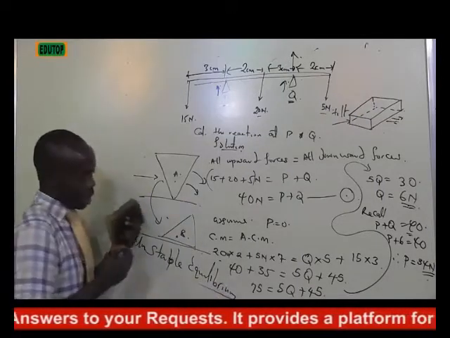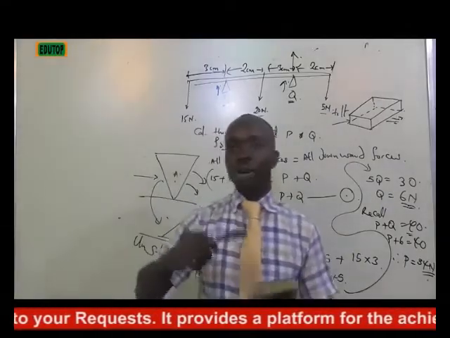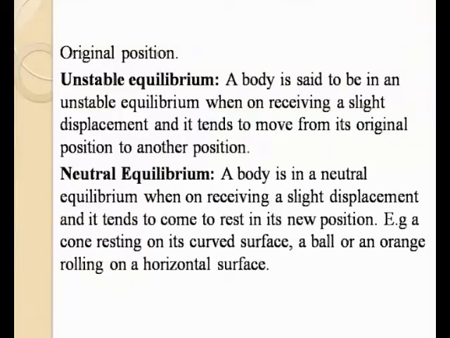Now, based on your neutral equilibrium, the body is in a neutral equilibrium when, on receiving a slight displacement, it tends to come to rest in its original position. Look at it. Neutral equilibrium. The body changes, do you understand? But it still goes back to its initial position.